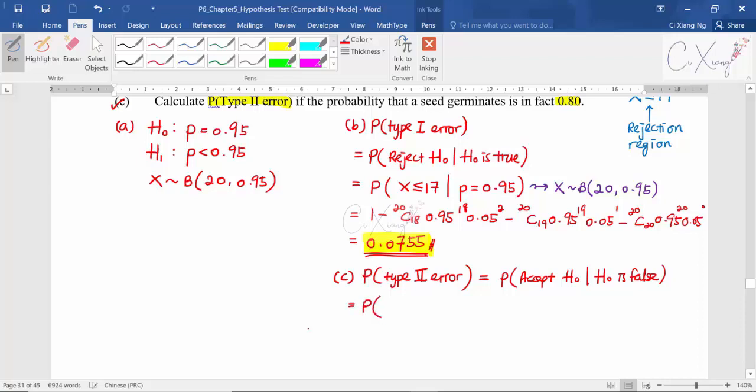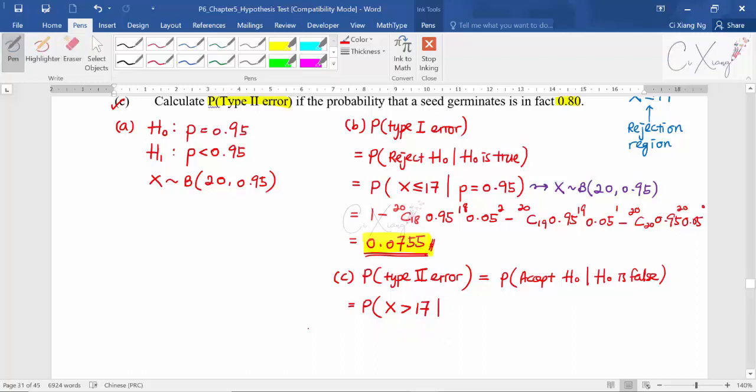Then what is the formula that you need to put in for accept null hypothesis? Accept null hypothesis means that you need to put in the acceptance region. Since you already know this is the rejection region, the acceptance region will be the opposite side of this. So the acceptance region should be x greater than 17, no equal sign. Or you can write it as x greater equals to 18. These two are the same. For me, I will just write it as x greater than 17.